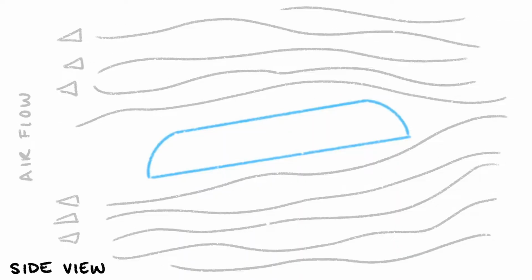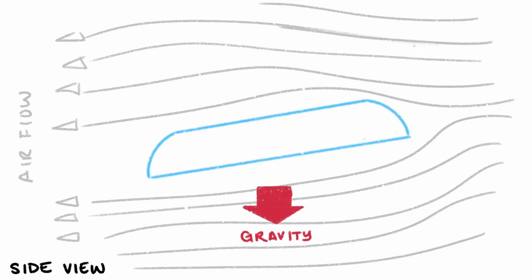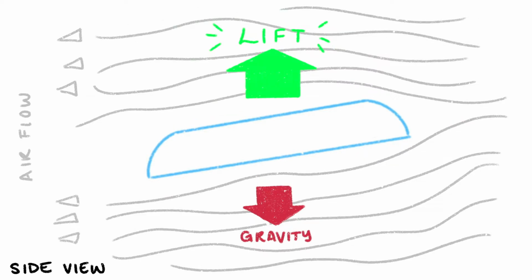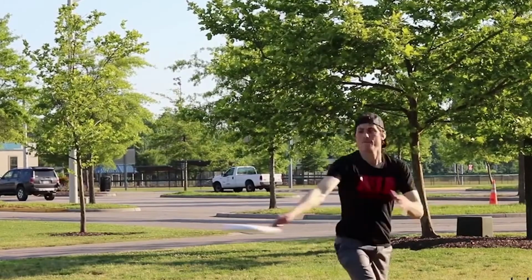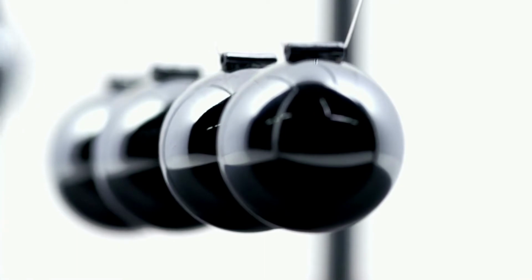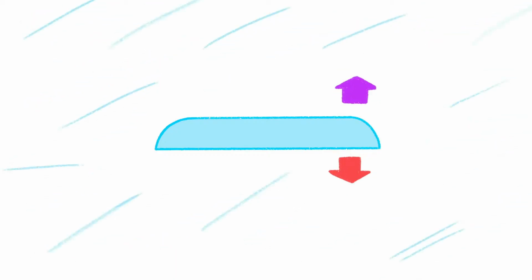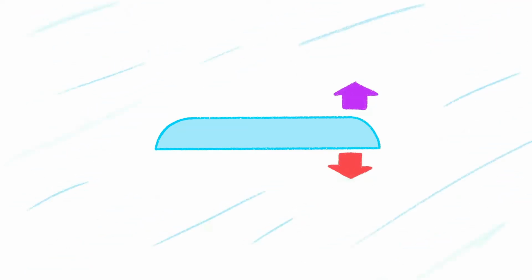Because of the frisbee's curved shape, it is able to generate lift and glide flat through the air. This force is perpendicular to the airflow. As the frisbee travels forwards, the air underneath it is being pushed downwards. According to Newton's third law, where every force has an equal and opposite reaction, the air pushes back up on the frisbee. That's how the frisbee will fly.